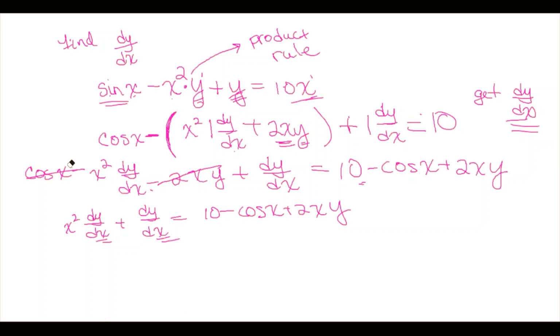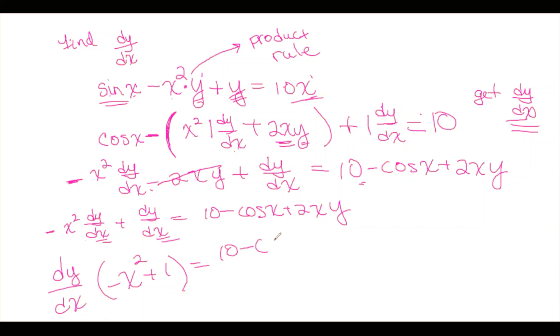All right, I moved cosine x, and when I did, I forgot that this was a minus. So this is going to be a minus. It's not really changing much, but I just have to make sure you have minus x squared plus 1 is equal to 10 minus cosine x plus 2xy, and then minus x squared plus 1. Sorry about that.